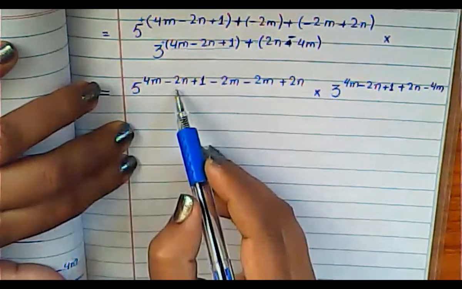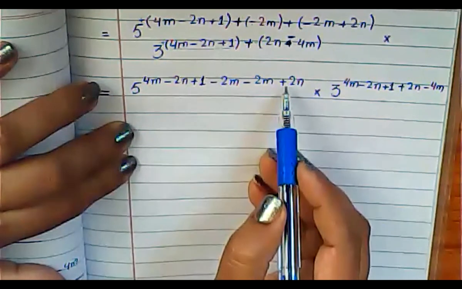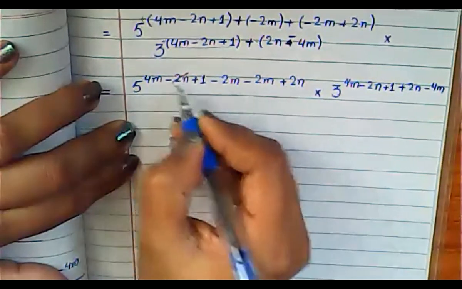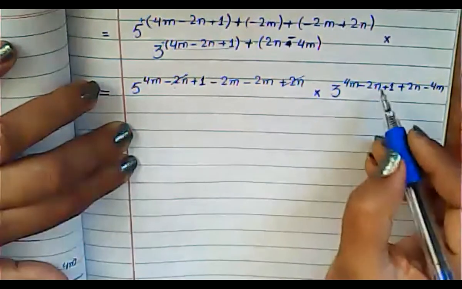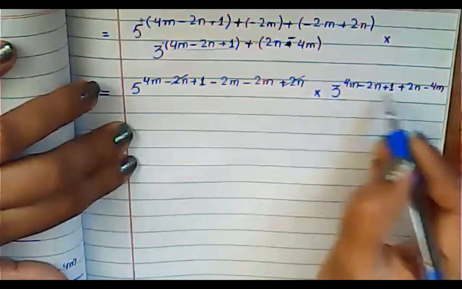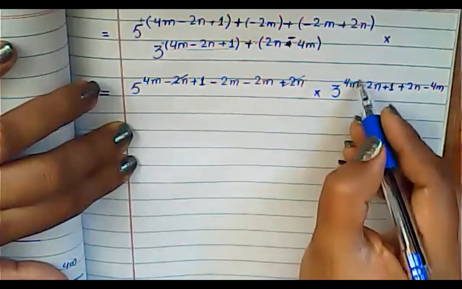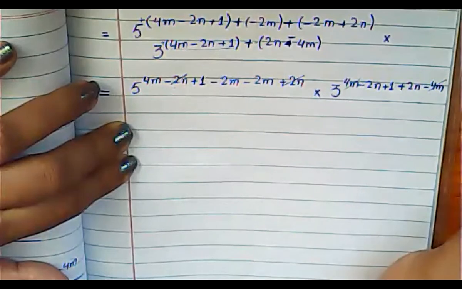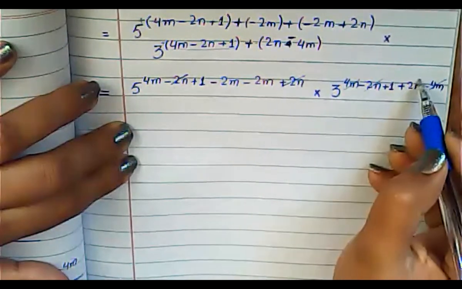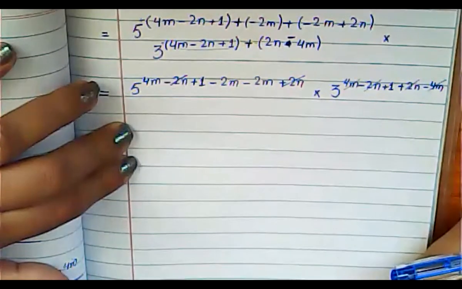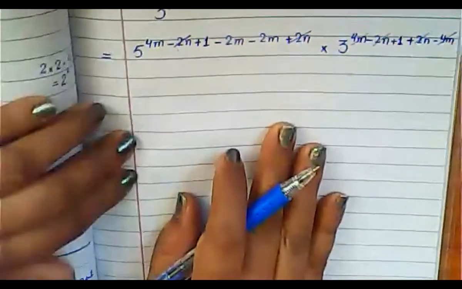Yes, here what is cancelling? Minus 2n and plus 2n. So you will cancel this minus 2n with plus 2n. And now if you look at here, this is plus 4m and this is minus 4m. So plus 4m and minus 4m will be cancelled. Then you have minus 2n and plus 2n, it will also cancel. Understand? Now, what you are left with?